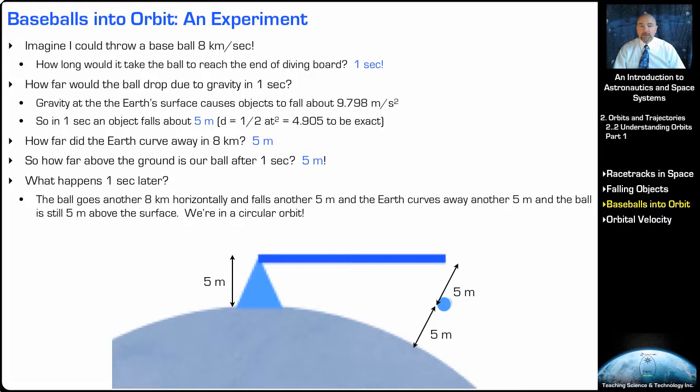What happens 1 second later? The ball goes another 8 kilometers horizontally and falls another 5 meters, and the Earth curves away yet another 5 meters, and the ball is still 5 meters above the surface. We have put the baseball in a circular orbit around the Earth.